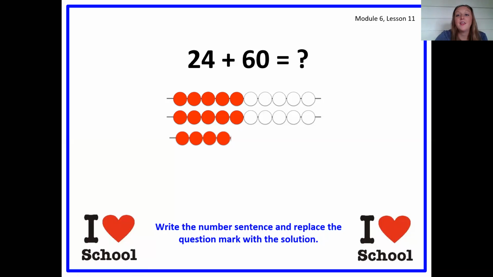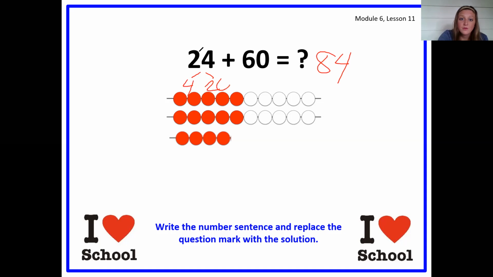Alrighty, 24 plus 60. I'm going to teach you guys another way to do it. Well, what's the answer? It's going to be 84. Here's another way we can do it. If I know I want to add my 10s to my 10s because that's the easiest way for me to add two-digit numbers, I'm going to break my 24 into my 10s and 1s. I have 4 1s and 20. So I know I can add my 20 plus my 60.